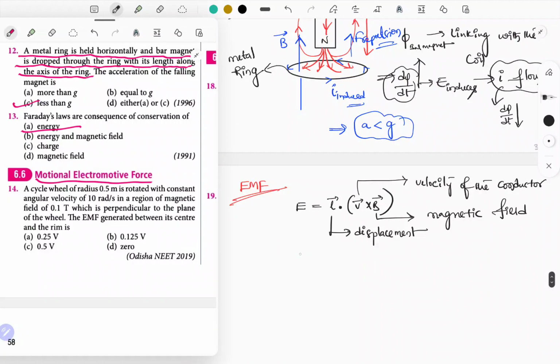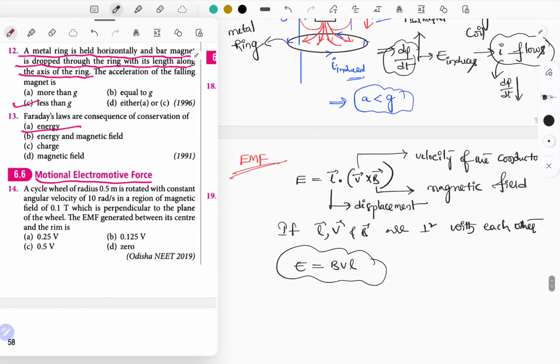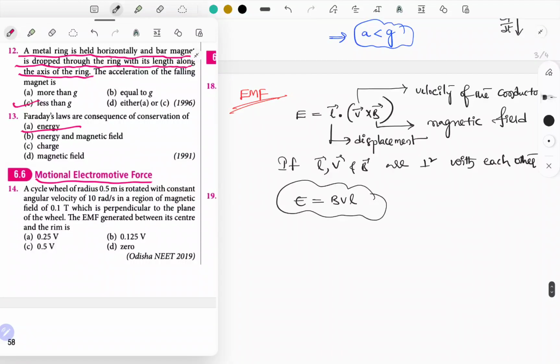When all of them are perpendicular to each other, if L, V and B are mutually perpendicular to each other, then E is equal to BVL. Most of the cases, this is the formula we are going to deal with. Let's get started.